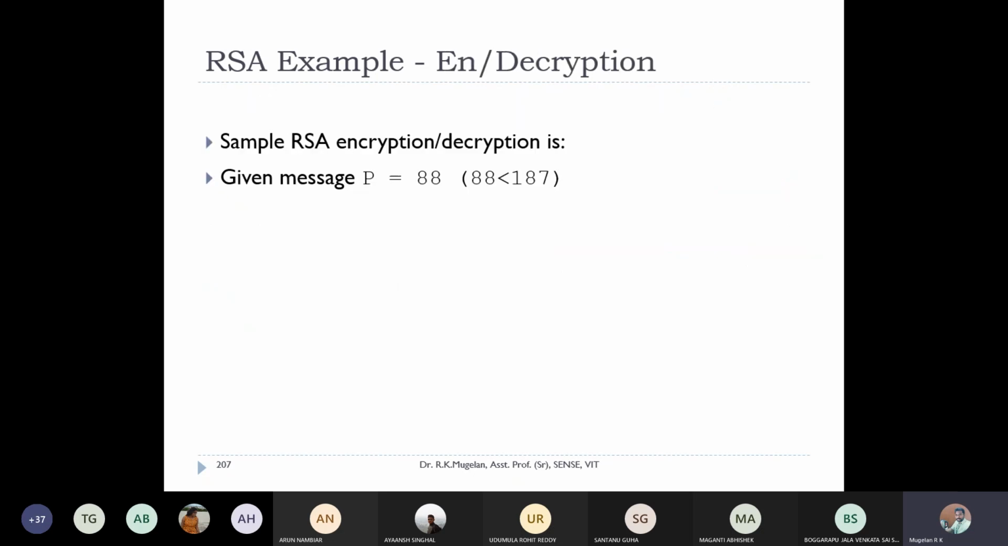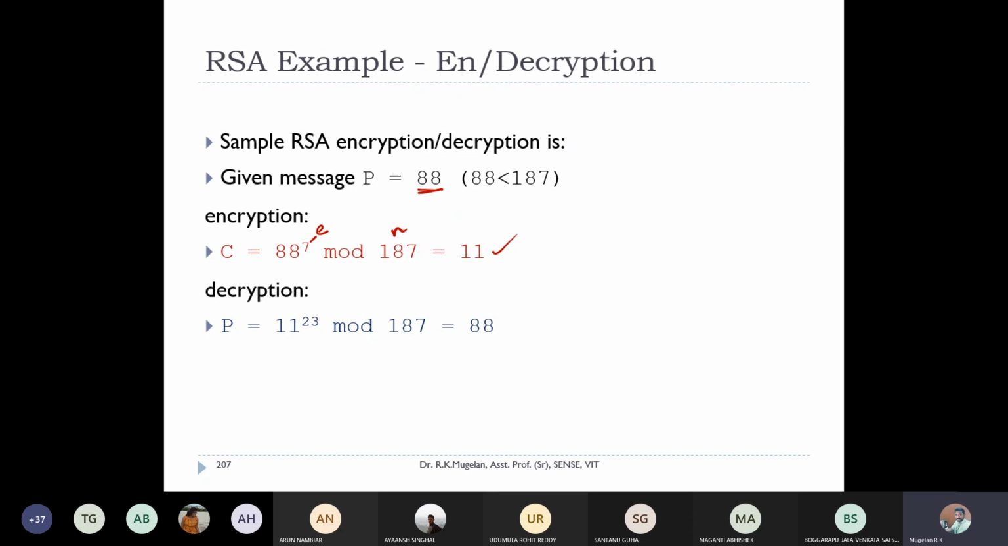Now you have a message like this. Your plain text is 88. If you use our encryption process, that is 88 power 7 mod 187, because 7 is the value of E and this is the value of N, which are your public keys, and you got your ciphertext to be 11.